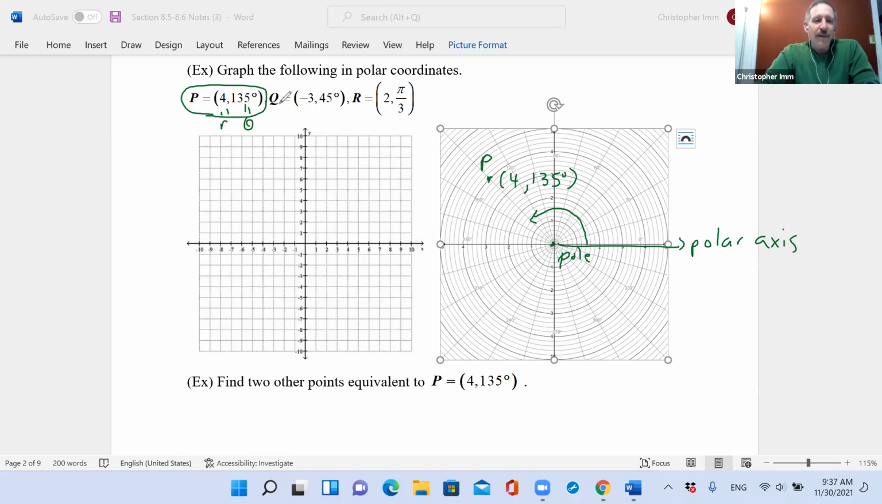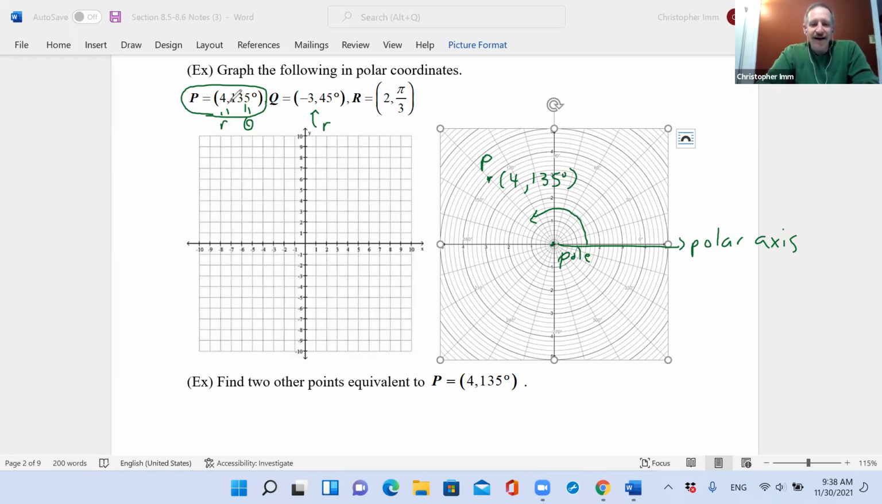So I would like you to try to find Q and R. Now, remember, I think we did talk about this last time and it was sort of intuitive, but if you have a negative radius, a negative r, then we take that point and flip it about the pole. So that's what happens if we have a negative value. And of course, if we had an angle that was negative, we'd be going in the opposite direction. So let's see who we have here.